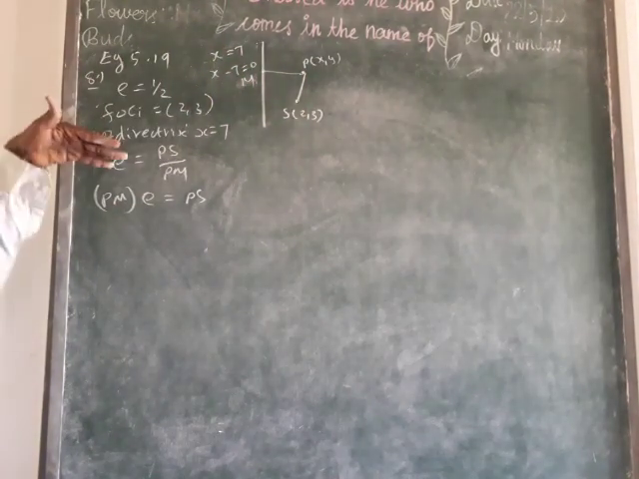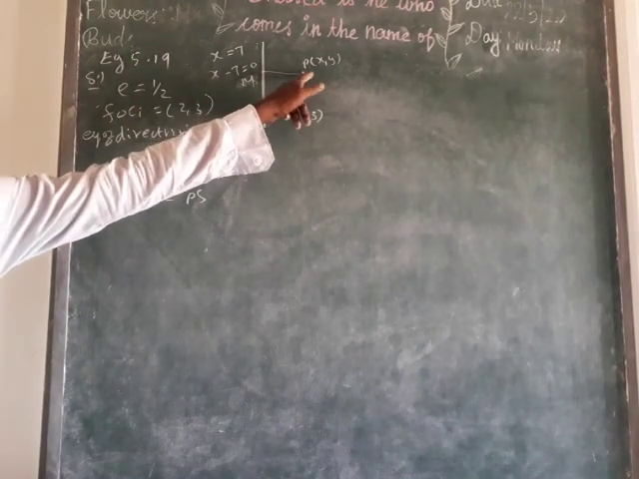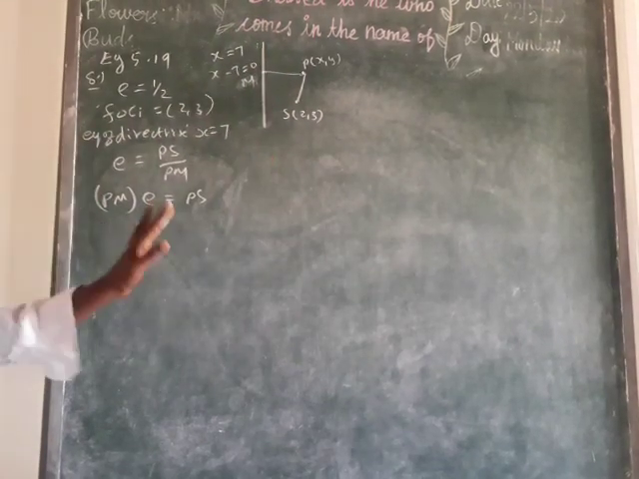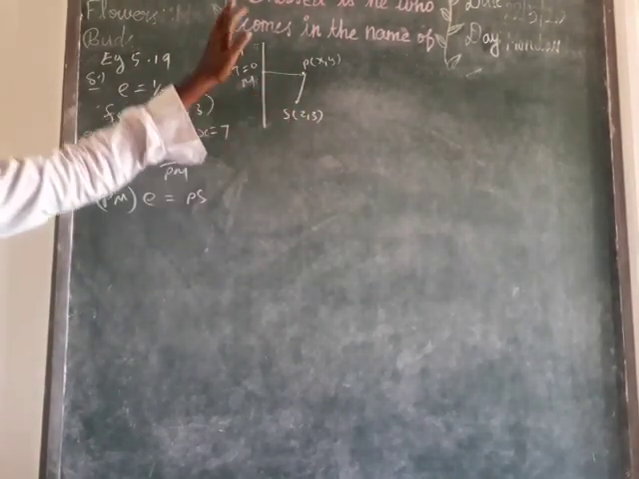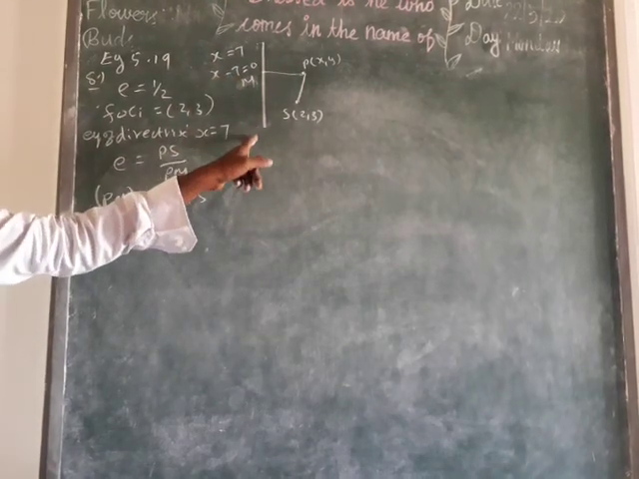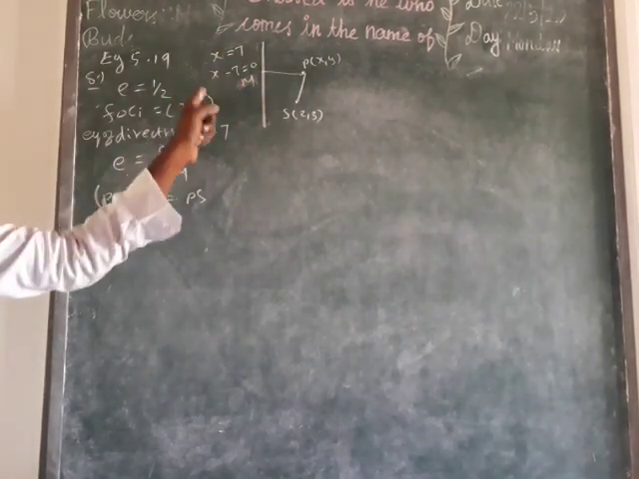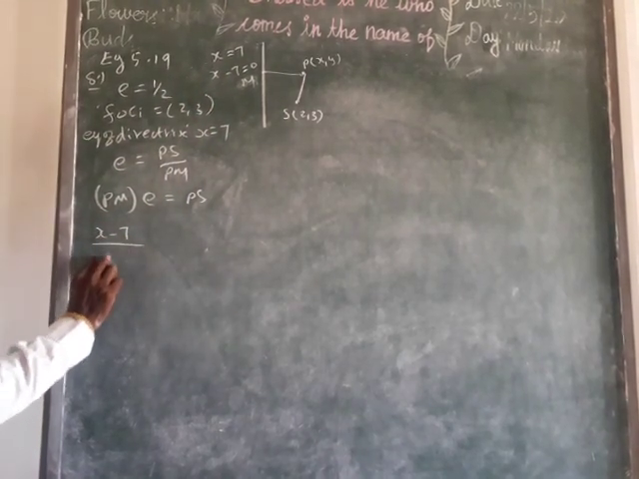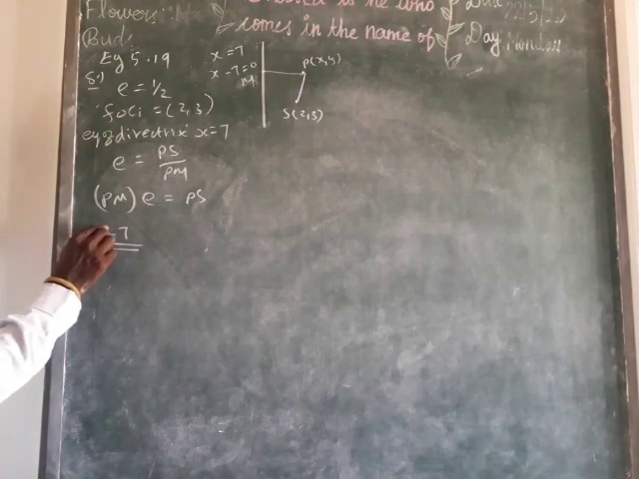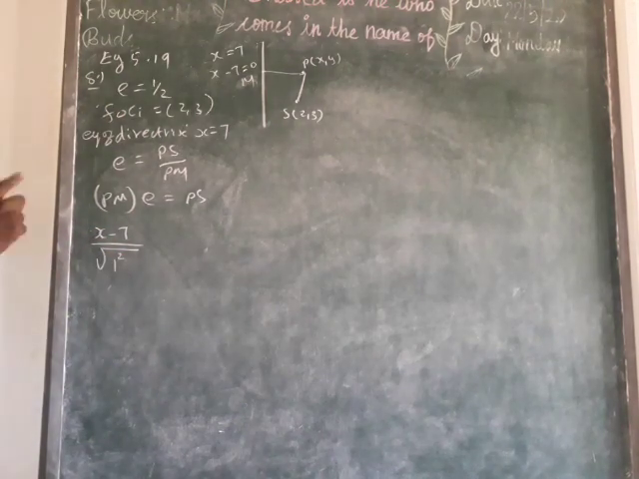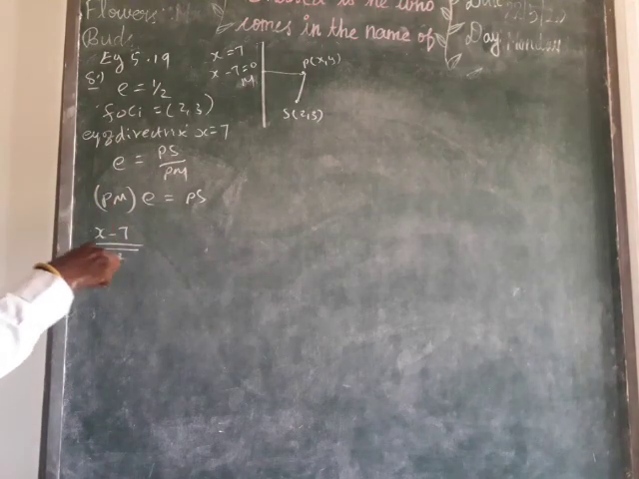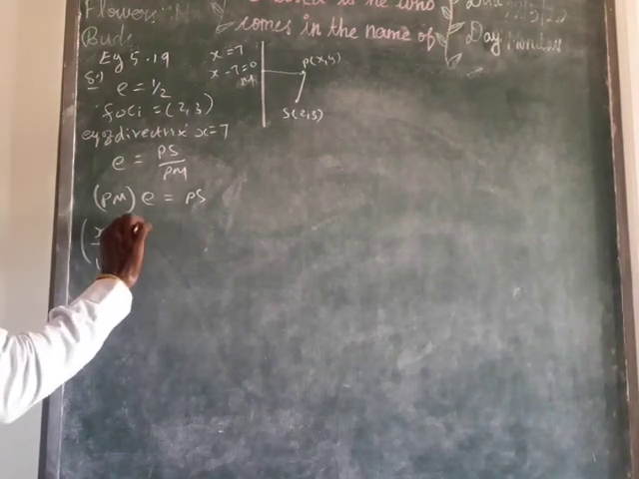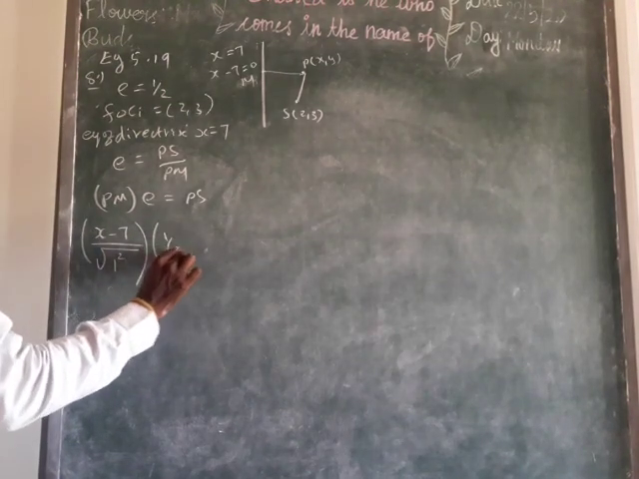I have already explained many times how to find the distance between a point and a line. Just write the equation of the line. This is the equation of the directrix, x equal to 7, so we write x minus 7. Write x minus 7 by the square root of the coefficient of x squared, which is 1 squared. If a y term is there, you square its coefficient and add it in the denominator. There is no y term here, so leave that part. The question gives e as 1 by 2.